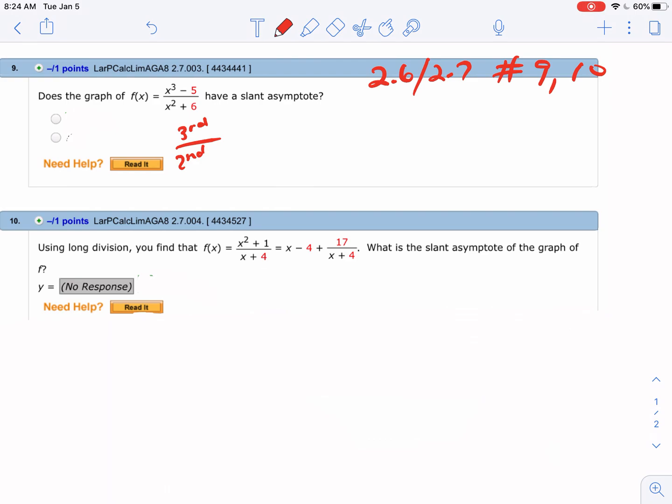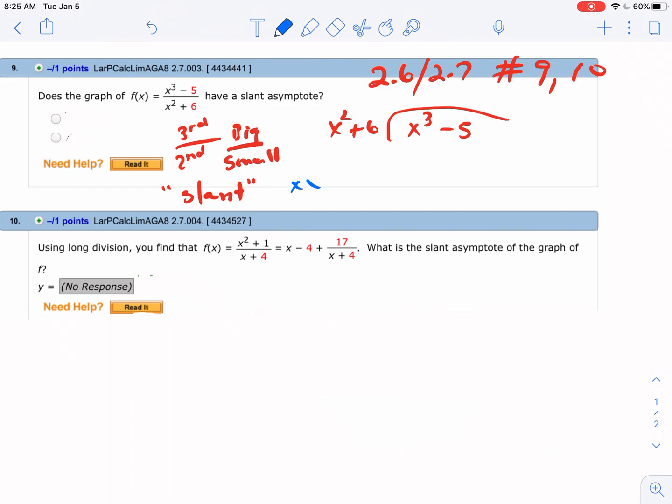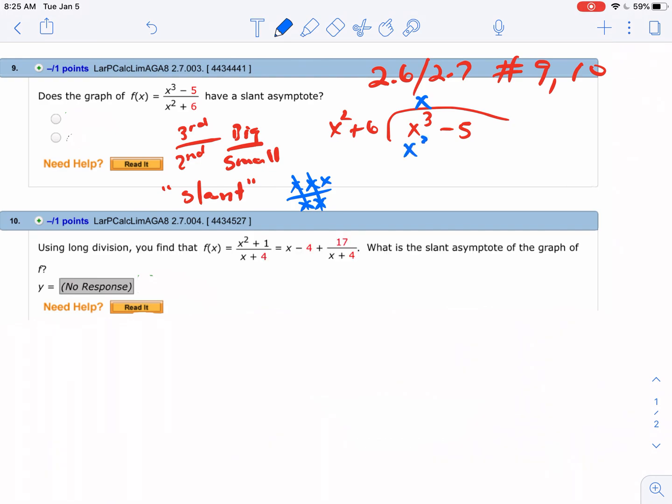is a second degree. So we called this big over small in the lecture. And when you have big over small, that tells you you have what is called a slant asymptote. To find that, you would take your x cubed minus 5, and you would divide by x squared plus 6. So the idea is, if you take that x cubed off to the side and you divide by x squared, it tells you to write the x on top. So x times x squared is x cubed. X times the 6 is 6x.